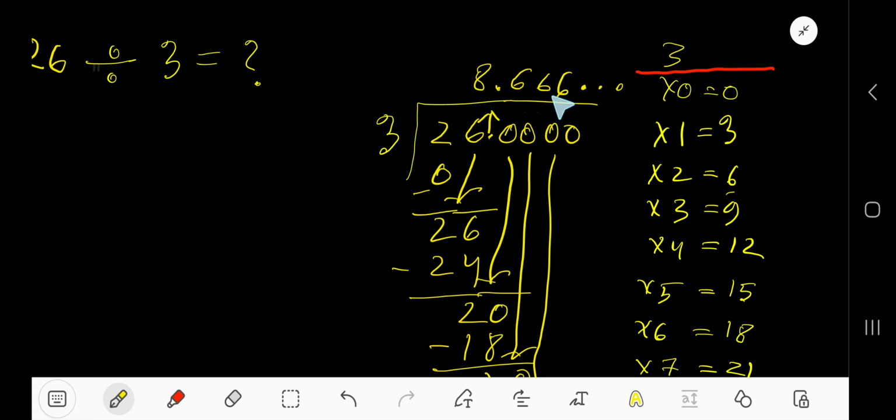So our answer is 8.666 dot dot dot, or you can place here an over bar. So 8.6 bar is our answer.